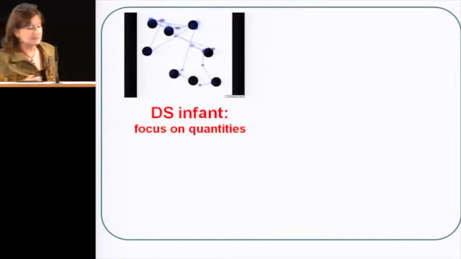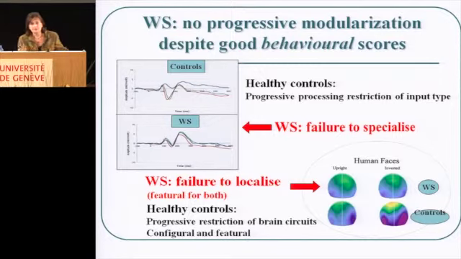But if we look at the Williams data, they actually show no difference between human and monkey faces nor cars. They all have a similar brain signature. So over time, the brain hasn't specialized for human faces. It can do human faces well, they pass the test, but they're not doing it in the same way as typical controls. We then looked at upright and upside down faces.